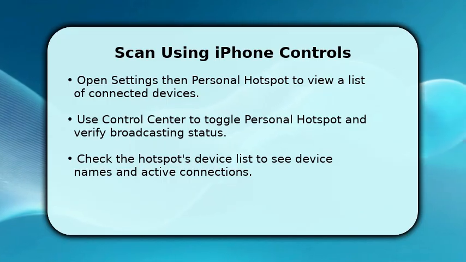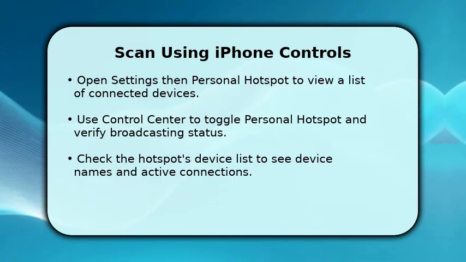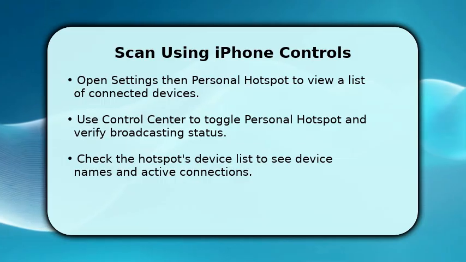Open Settings, then Personal Hotspot to view any connected devices and basic details. Swipe down to open Control Center and verify the hotspot icon is broadcasting. Note the exact device names shown in the hotspot device list for identification.